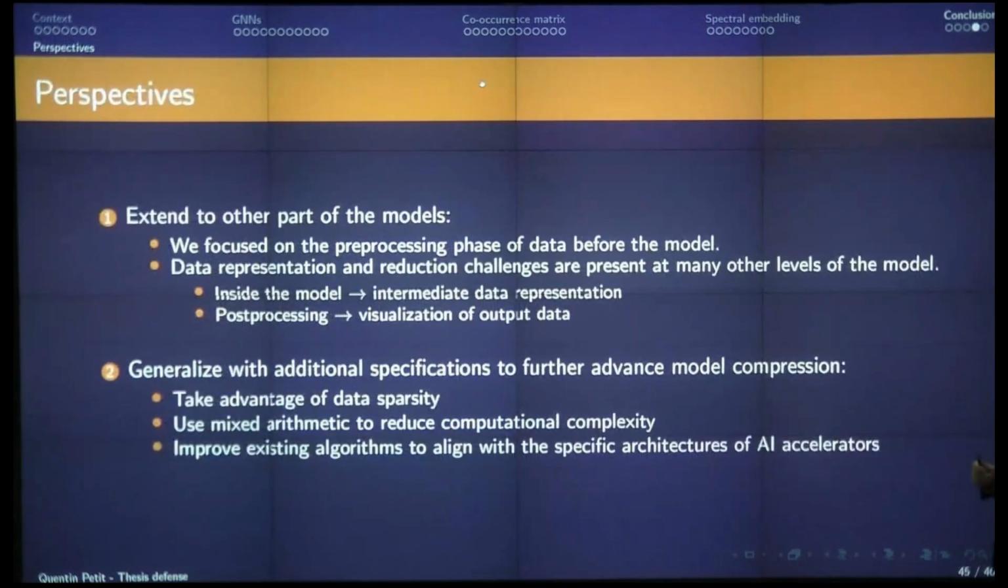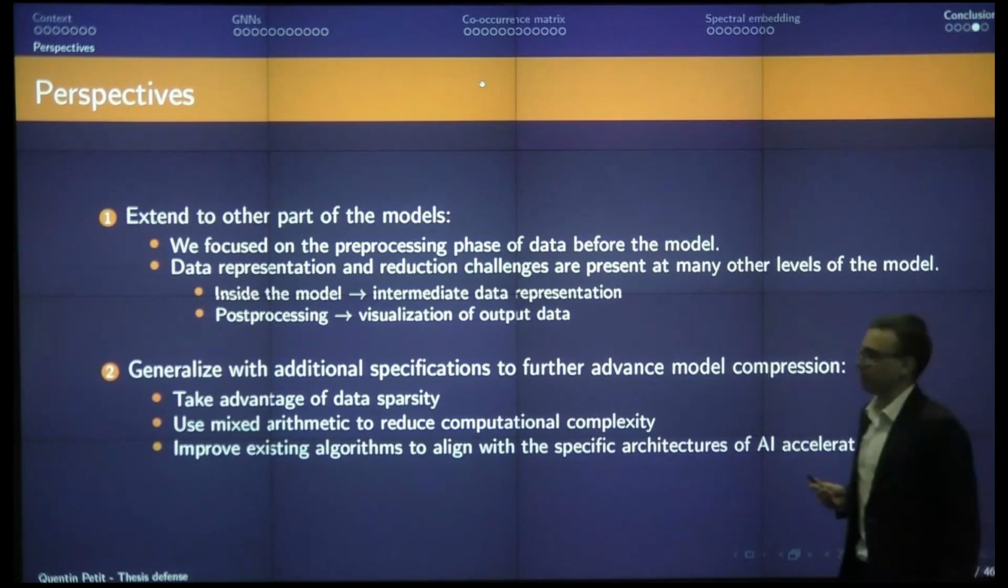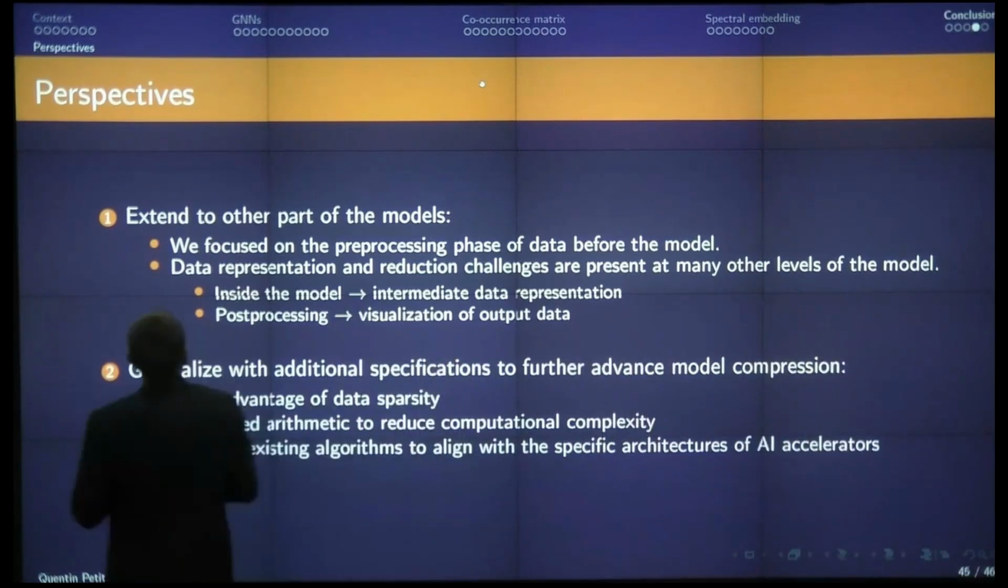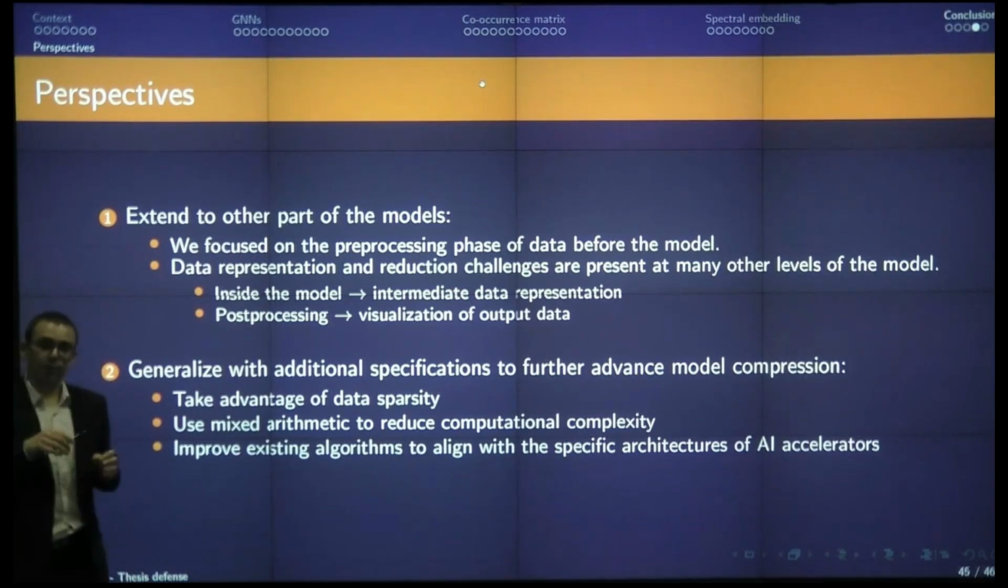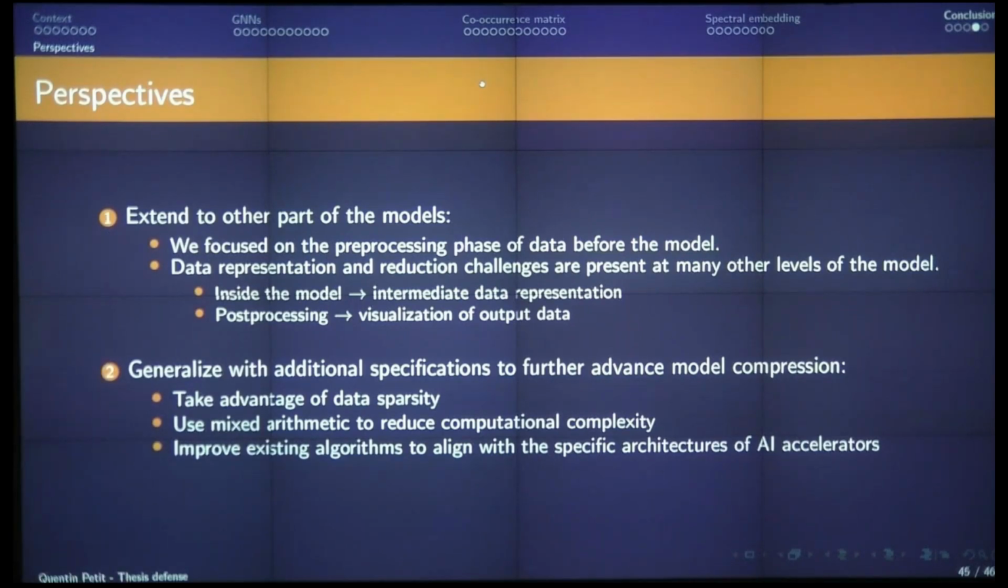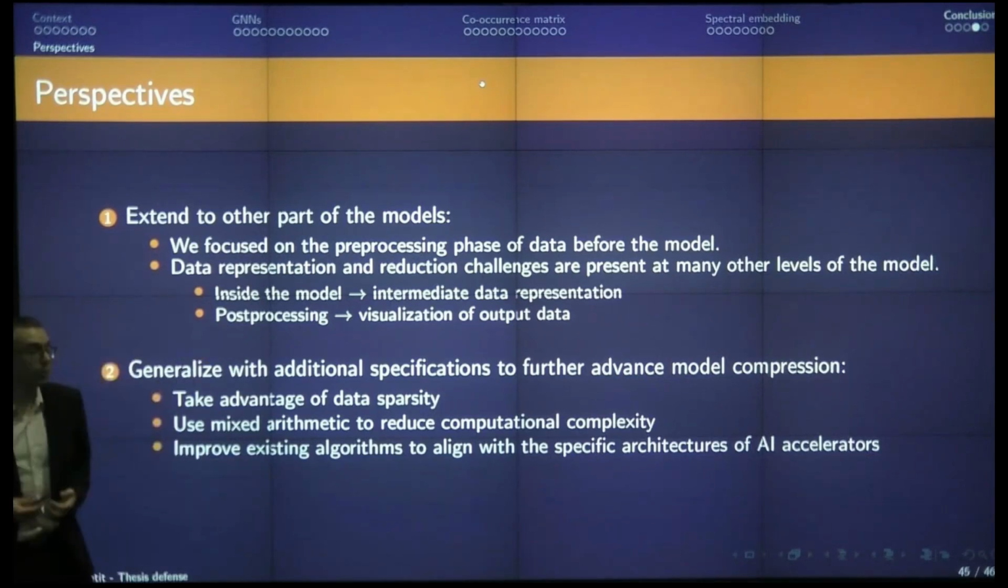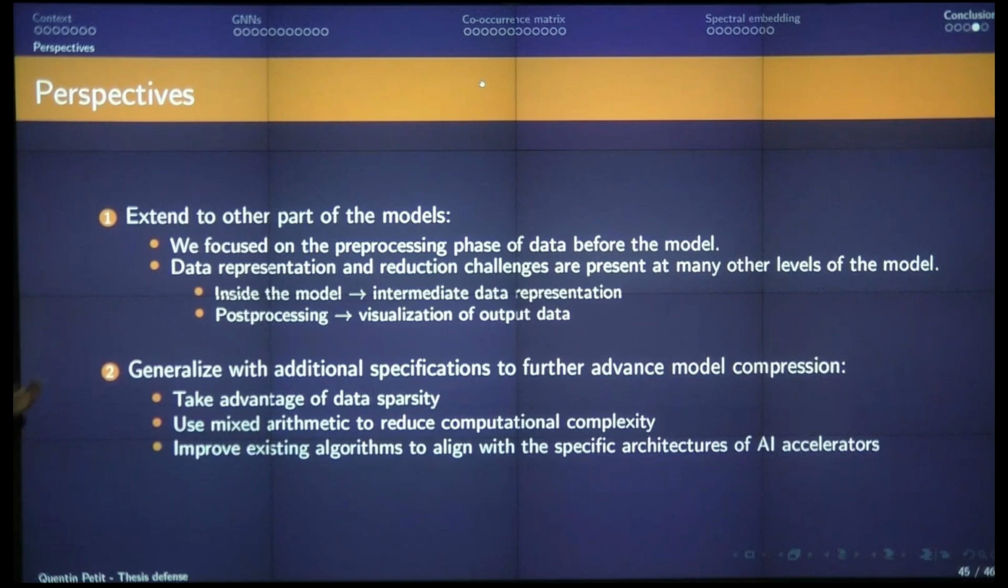Okay. I will finish with some perspectives of my work. Here we have only focused on the pre-processing of the data. One interesting perspective can be to extend our work to different parts of the model. For example, the post-processing, to have a better visualization of the predictions, and also inside the model, to improve the intermediate data representation, for example with the transformer model.